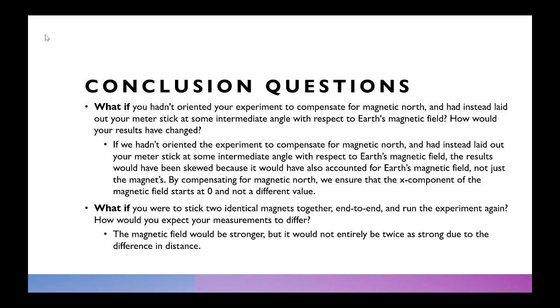If we were to stick two identical magnets together end to end and run the experiment again, what would happen? What would change? The magnetic field that would be found would be stronger, but would not entirely be twice as strong because of the difference in distance.